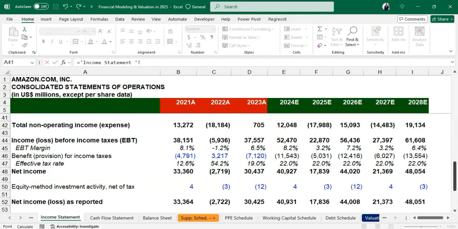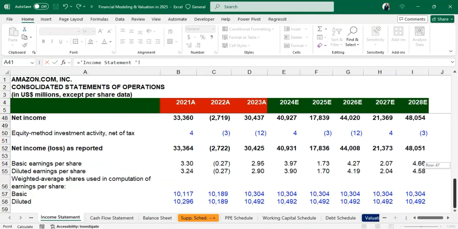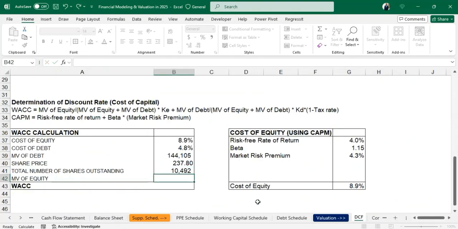All right. Now the total number of shares can actually be found on our income statement. So pick that for the last year, where we are going to use the diluted number of shares, right, which is 10,492 here. So I'm going to pick that and hit enter. So that is our total number of shares as well. To get the market value of our equity, we multiply these two together. So that's going to be the share price multiplied by the total number of shares outstanding. So I'll hit enter. Insert my commas.